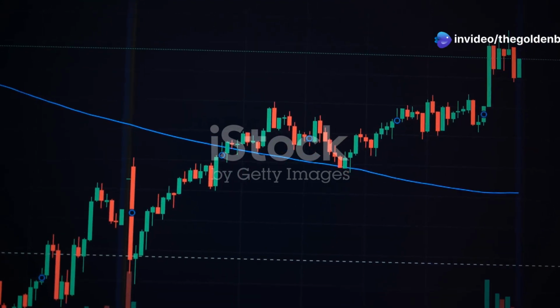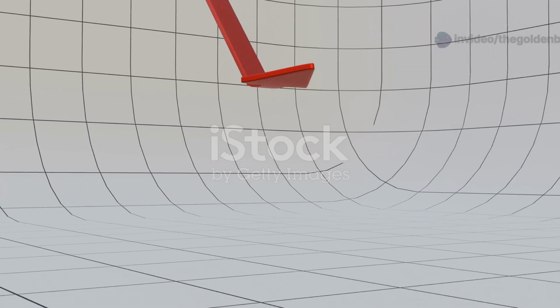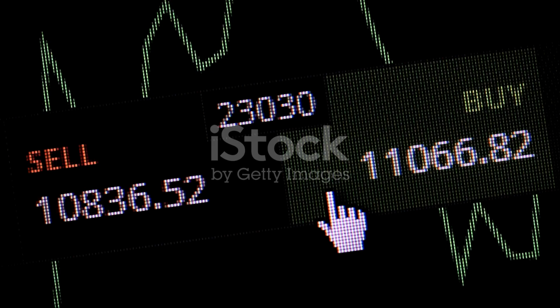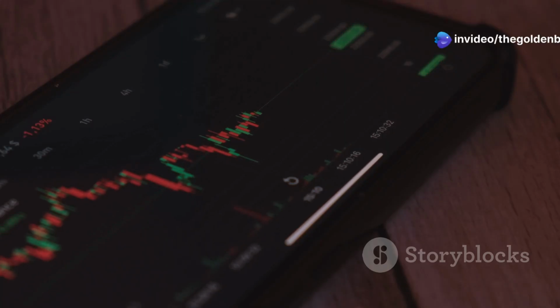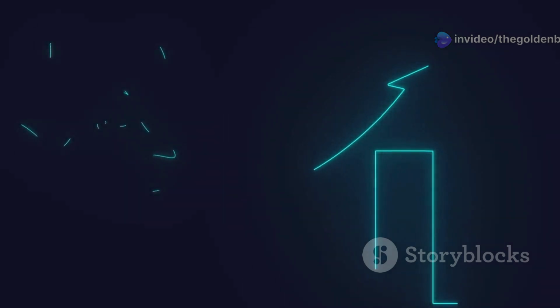Let's put it all together into a simple trading strategy. In a downtrend, price is below the 50-period moving average and approaches support. Don't buy just because price hits support, wait for confirmation. Only consider buying if price breaks above the moving average and holds there for a few candles. This signals buyers are regaining control and support is likely to hold.